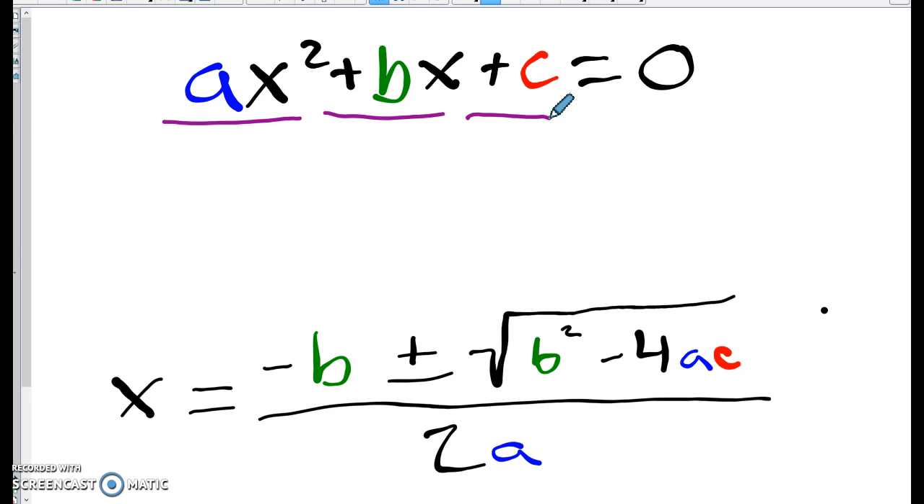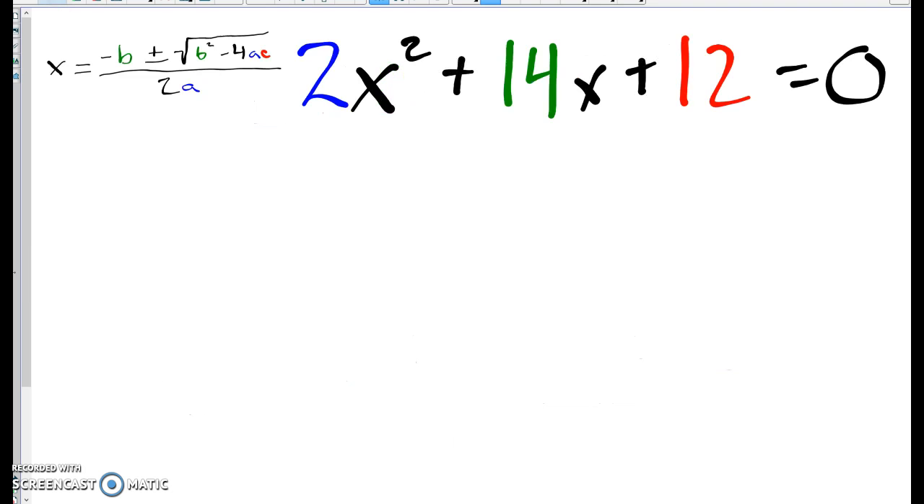something in the standard form, we can use this formula: x equals negative b plus or minus the square root of b squared minus 4ac, all divided by 2a. That formula will solve that equation. This formula every time will solve this equation as long as it's in this form. So let's look at an example.